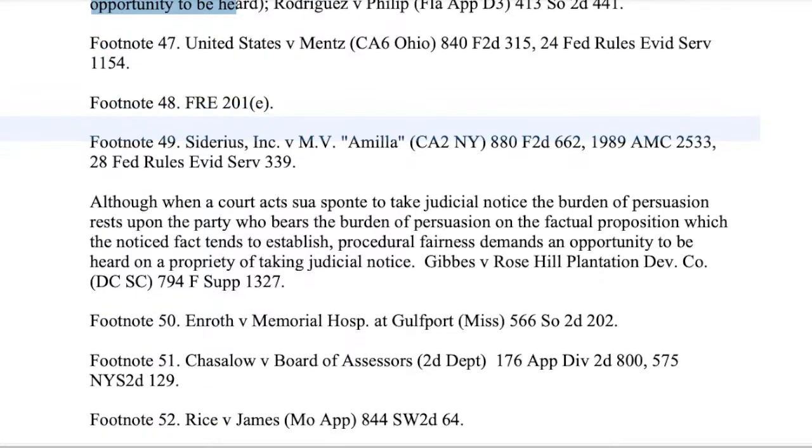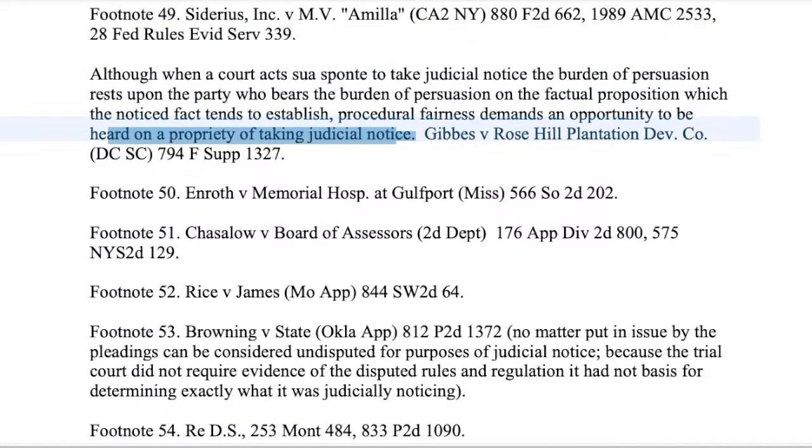All right, here's another one here. Although when a court acts sua sponte to take judicial notice, the burden of persuasion rests upon the party who bears the burden of persuasion on the factual proposition which the noticed fact tends to establish. Procedural fairness demands an opportunity to be heard on the propriety of taking judicial notice. So, it seems like it demands an opportunity to be heard.